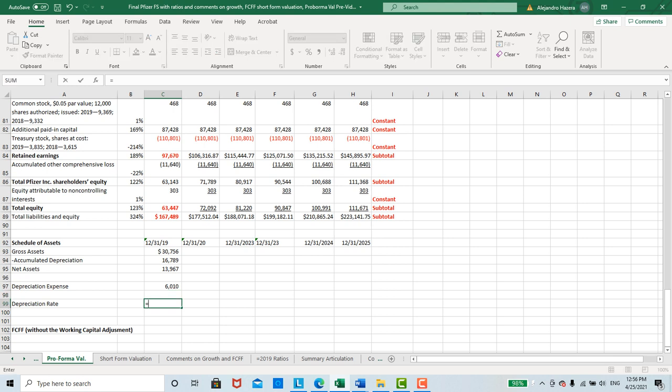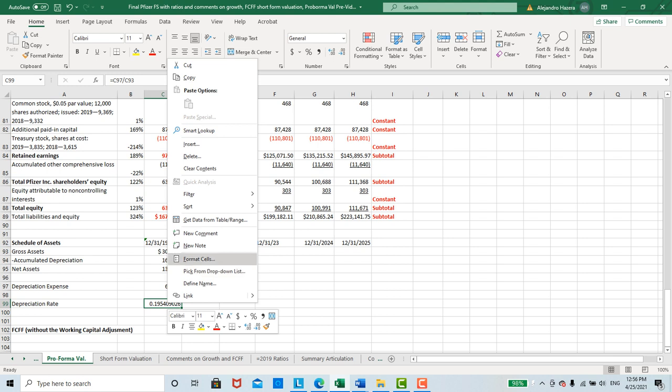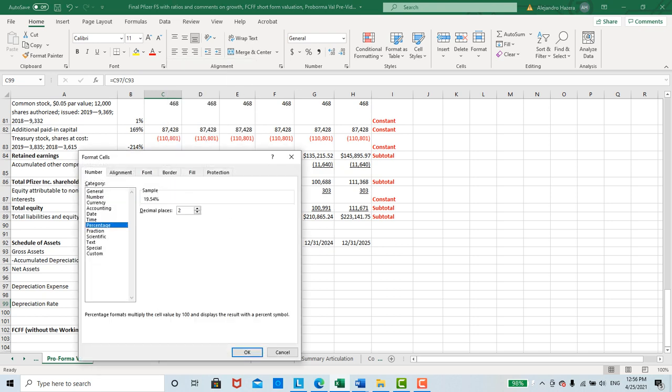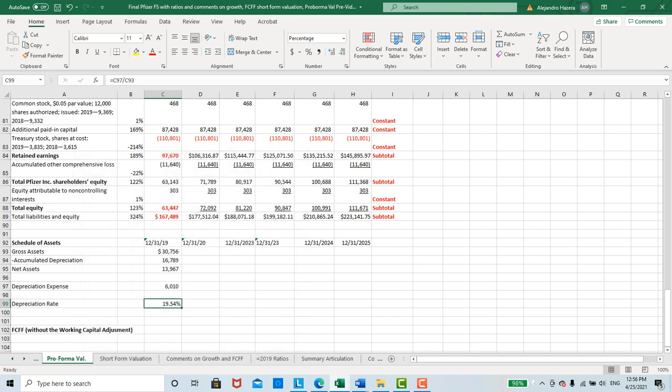Your depreciation rate is going to be, you're going to take your depreciation expense and divide it by your gross assets. So you're depreciating about 20% per year of assets, which is, if your average assets have a 5-year life, probably a little bit lower than that, because you throw out your amortization, but that's okay. I'm just getting into about 20% per year.